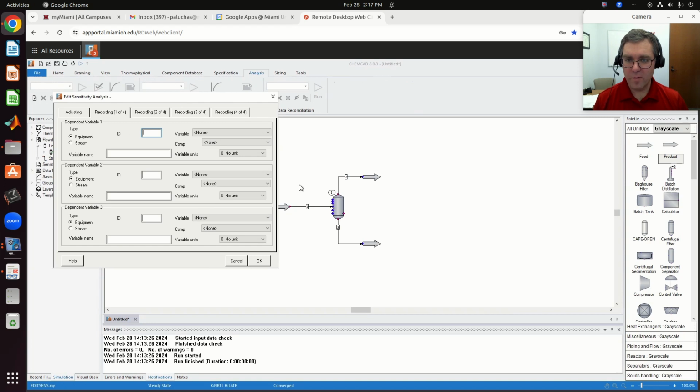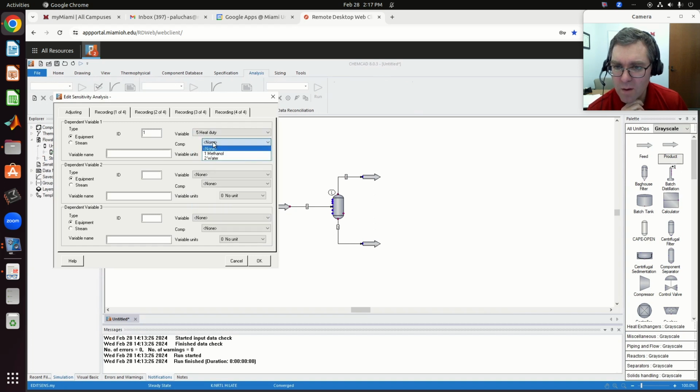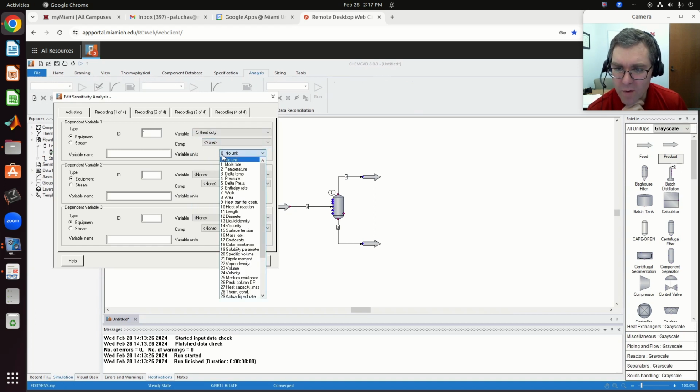Well, what we were looking for is it asks us to look at Q. So for equipment 1, I want the calculated heat duty, so that's number 5. No component, variable unit. Well, what should the unit be? It's a rate of work or rate of energy. So let me check work.